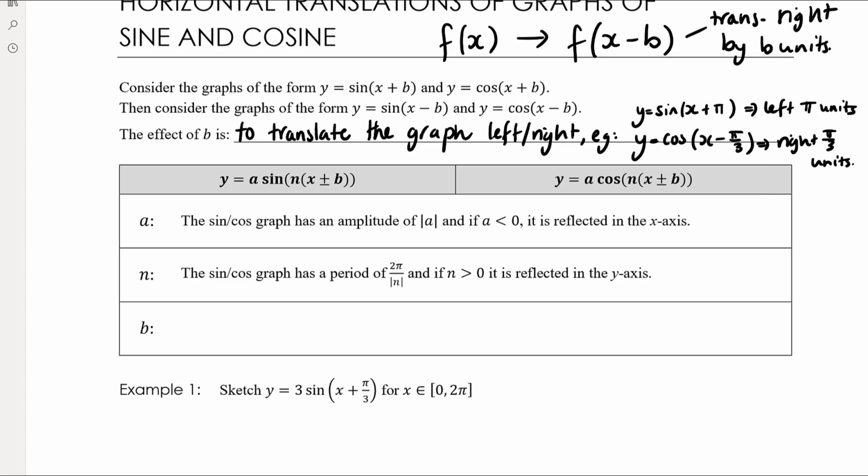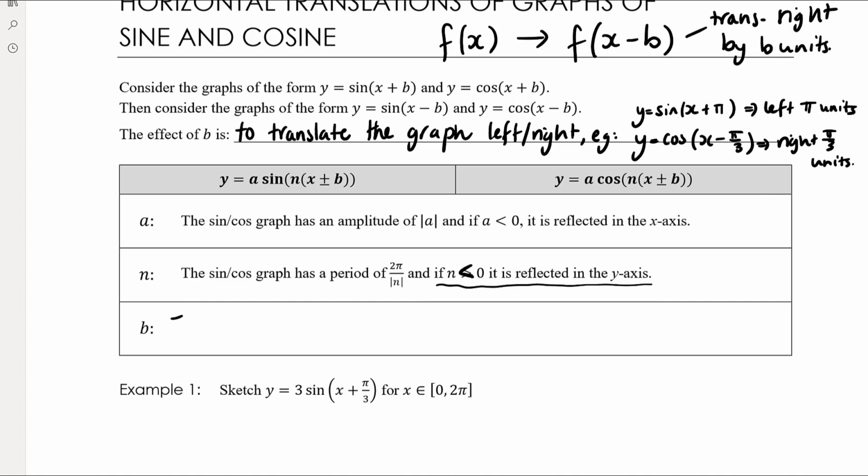But if n is less than 0, then the graph is reflected in the y-axis. We won't really see this happen very much because if we reflect the sine graph in the y-axis, it's the same as reflecting in the x-axis. If we reflect the cos graph in the y-axis, it just produces the cos graph. So we don't really need to worry about n being negative very often.